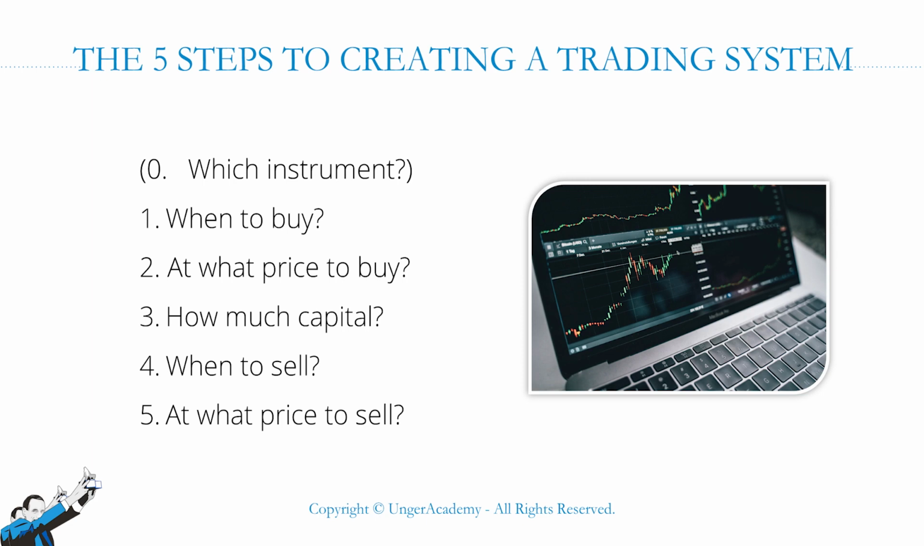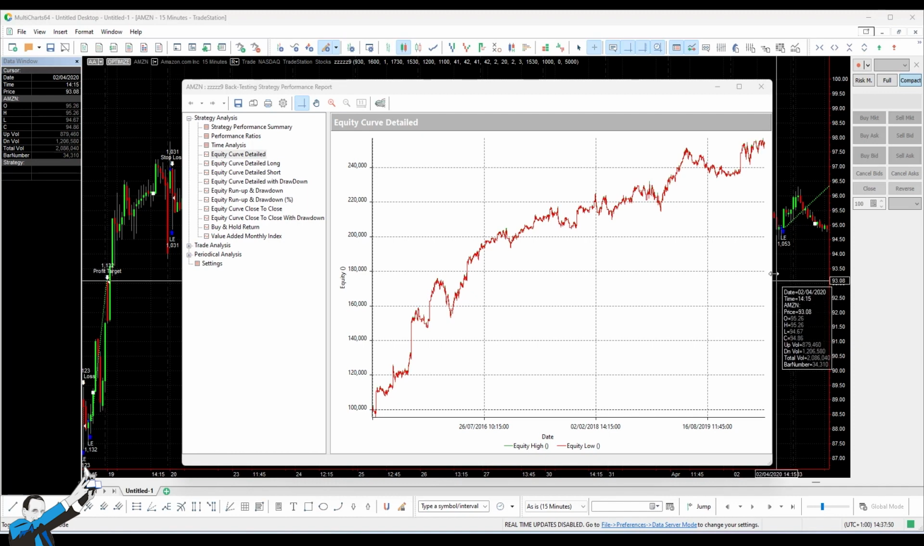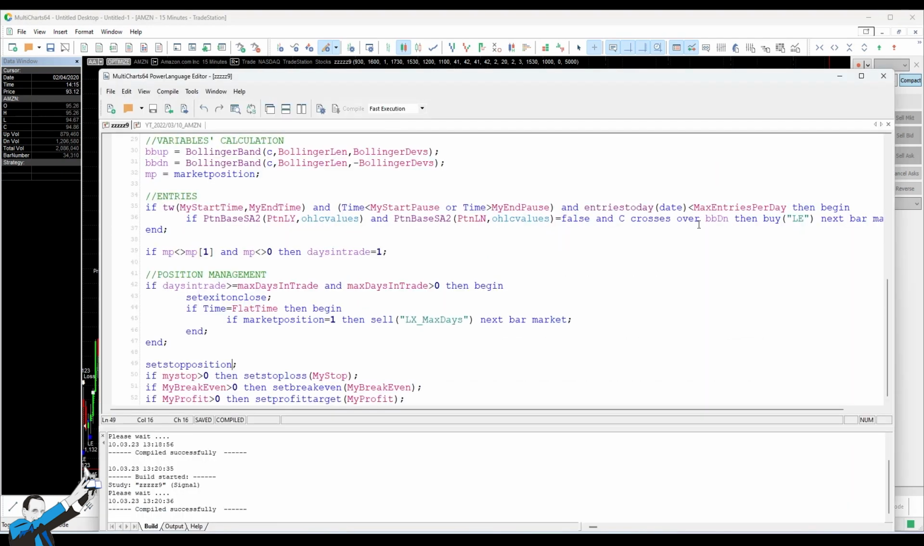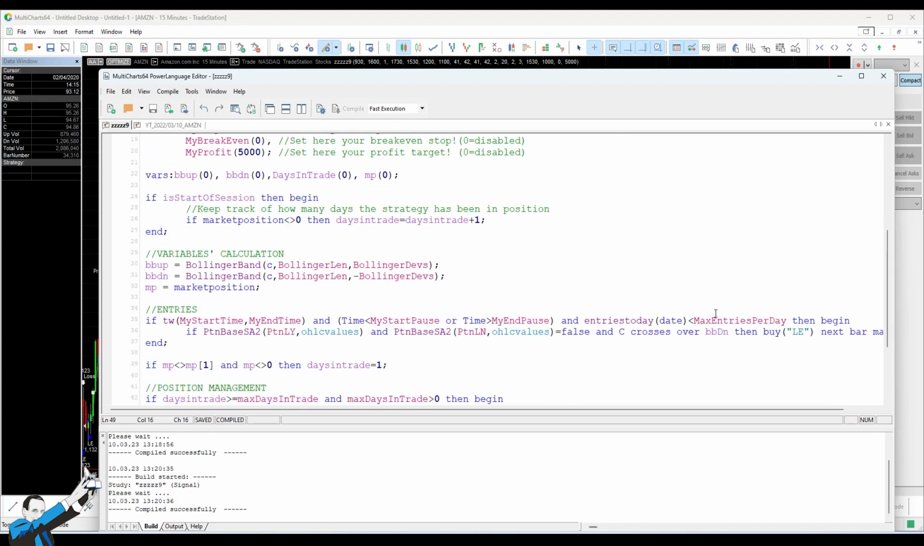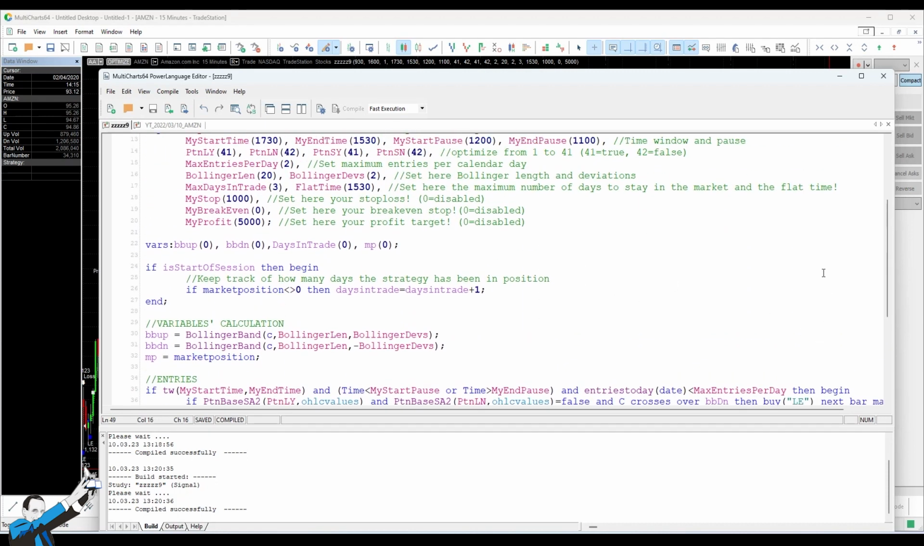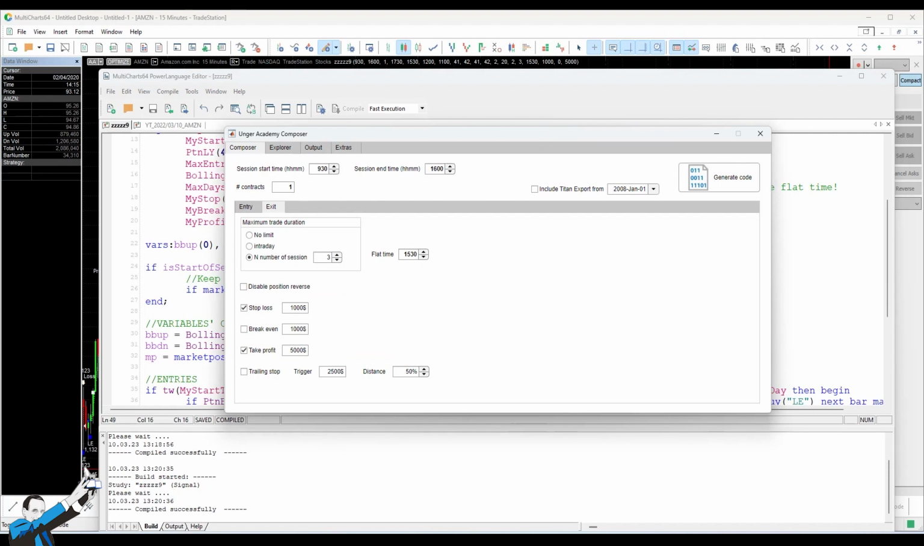So once we have defined these 5 steps, we need to see them in a concrete example. So let's go back to MultiCharts, to the equity curve you saw at the beginning of this video, and let's try to understand how this system is built. I'm going to give you a quick look at the code first, but we don't really care because we had our own Composer software help us to write this. But now, where are these 5 steps within the Composer?